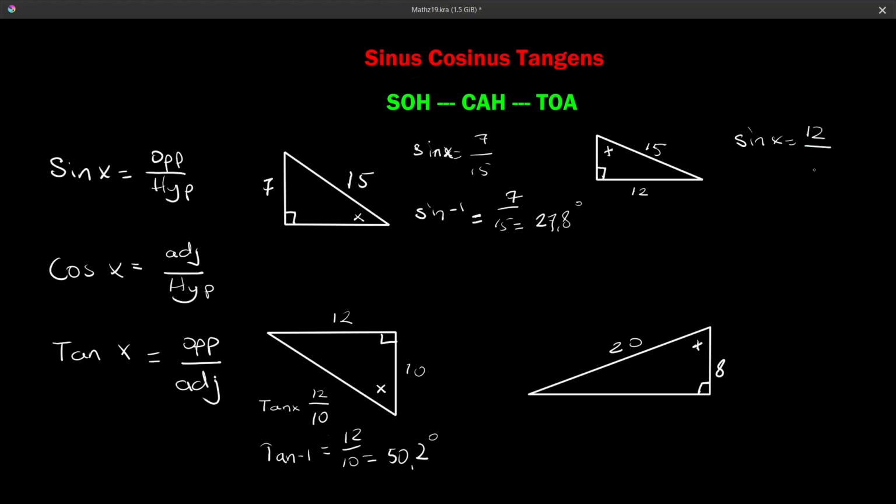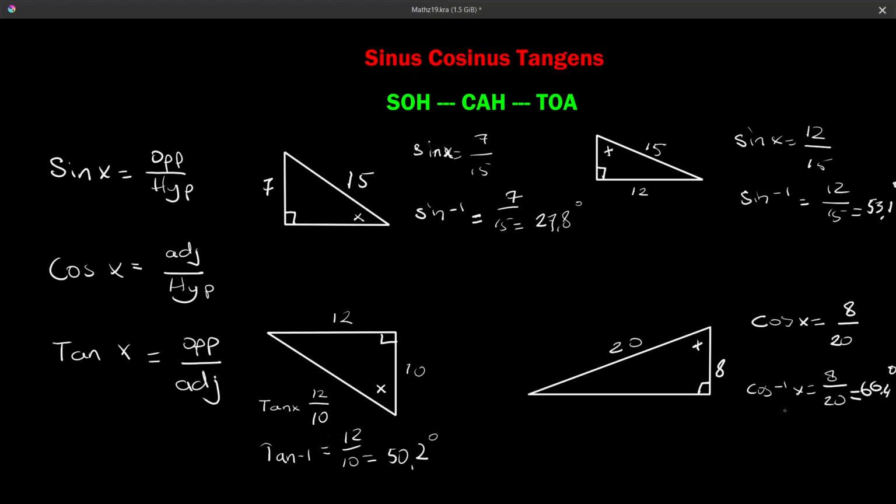divided by the hypotenuse, 15. Type in the inverse sine, shift sine on your calculator, 12 divided by 15, which gives us 66.4 degrees.